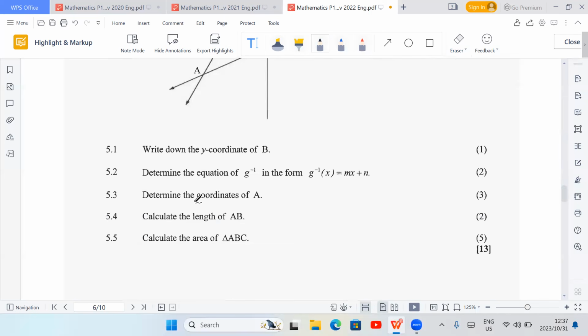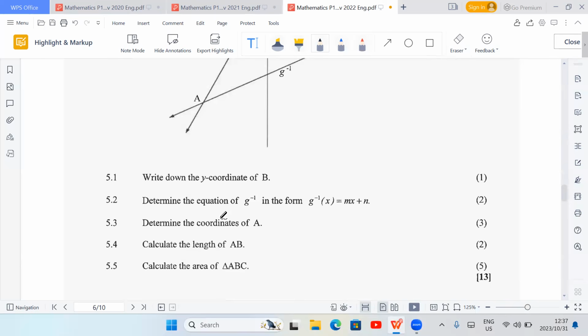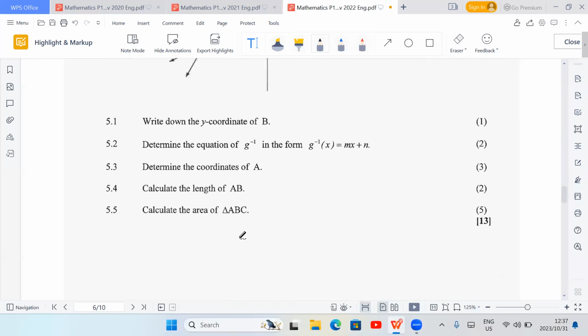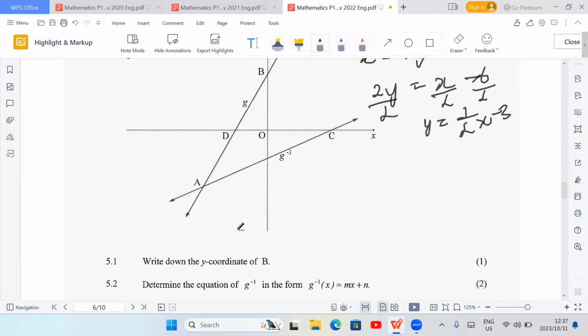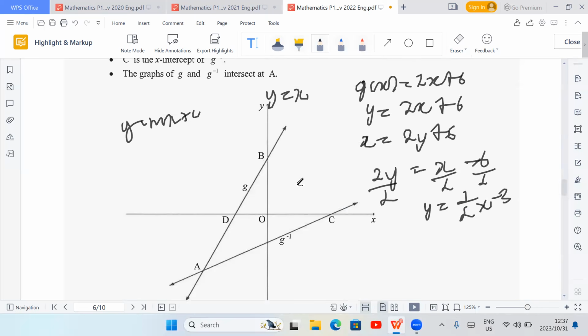Then this is on that. This one would be quite easy to get. Calculate the coordinates of A. Calculate the length of AB. Find the coordinates for A here. Find the coordinates for B. Use your distance formula. Calculate the area of triangle ABC. Where's ABC? ABC, you just close off this part.